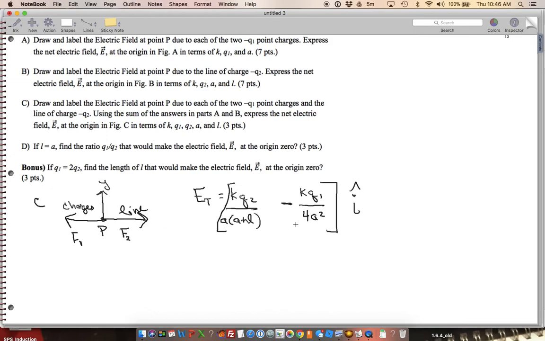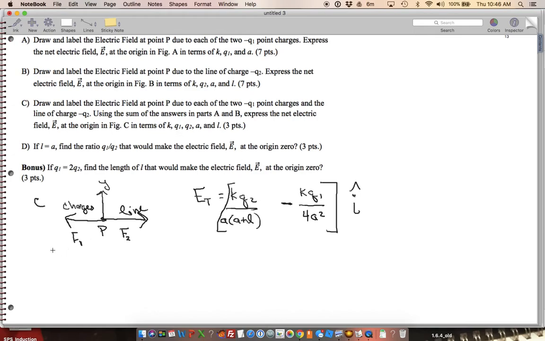If given a's and l's, when I calculate this out, I would find out which of these terms is bigger, and that would change the sign. If this is bigger, it's going to stay positive. If this one's bigger, then it's going to go negative. So there, we've done C, right? So we've got k, Q1, Q2, a, and l.